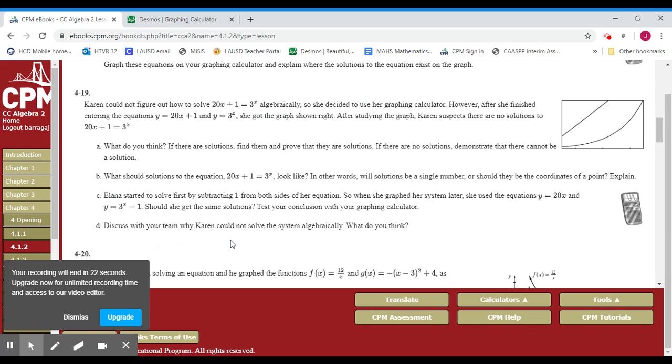It says, discuss with your team whether you could solve the equation algebraically. What do you think? Most of this problem, you guys, is about you thinking about your solution and what the solution should look like for these two equations.